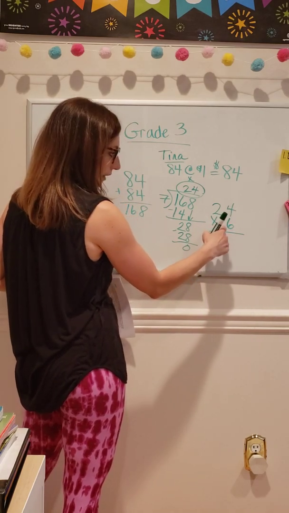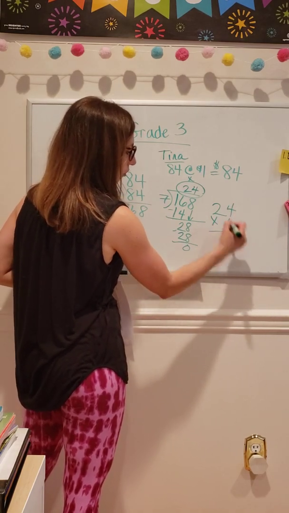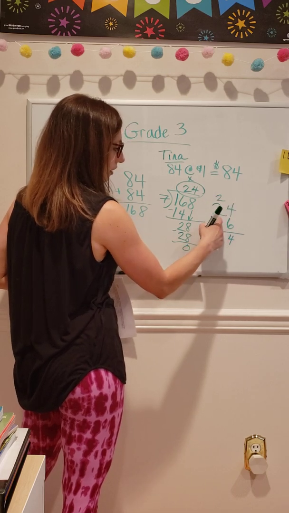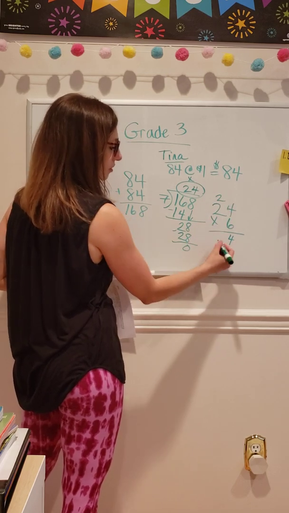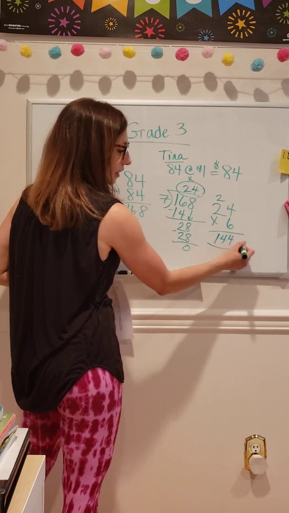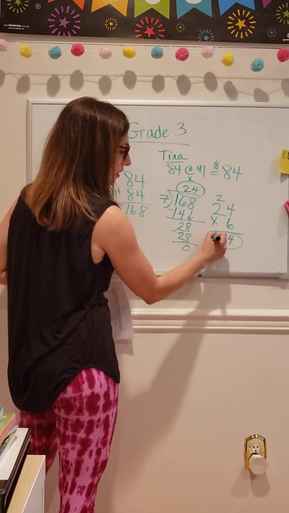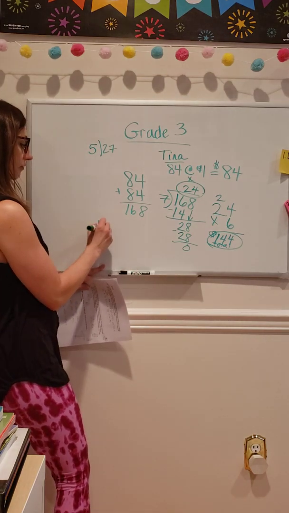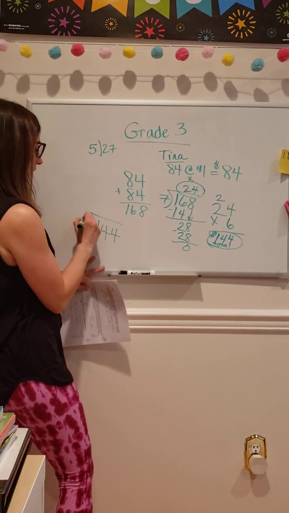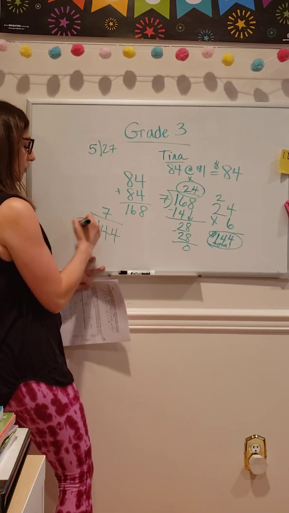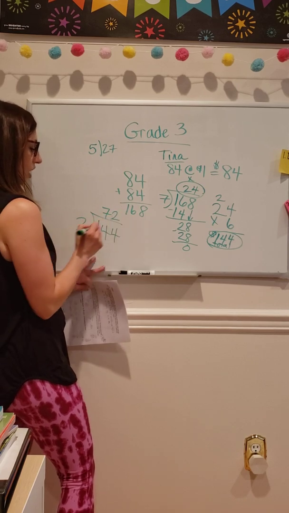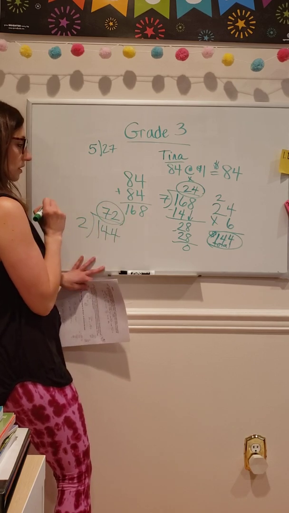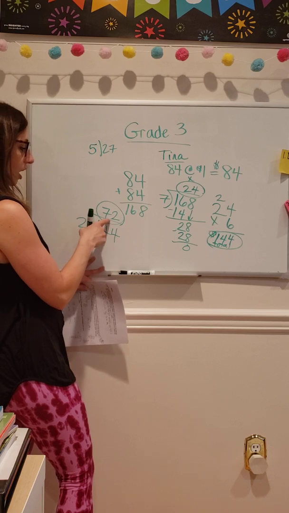So now I'm going to multiply. 6 times 4 is 24, carry my 2. 6 times 2 is 12. 12 plus 2 is 14. They make $144 total. They're going to split that in half. A lot of dividing today. 2 goes into 14 7 times. 2 goes into 4 2 times. So each person, Sally and Tina, each make $72.